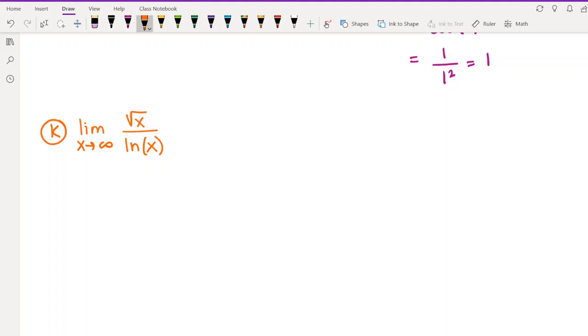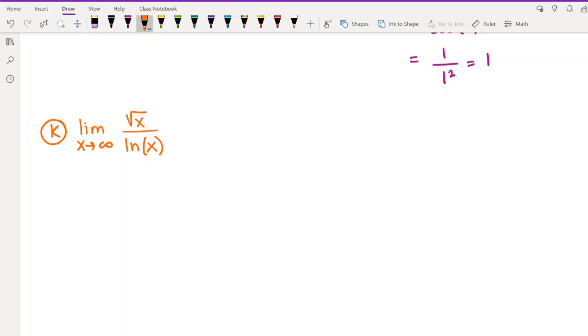So when you have a limit at infinity, there's no chance to even plug in. I really don't want you to think of plugging infinity in, because infinity is not a number. But what you can do is take the limit of the numerator and the denominator separately. So the limit as x approaches infinity of square root of x is infinity, right? The bigger the number you take square root of, the bigger your result. So the numerator goes to infinity. And then what about the limit as x approaches infinity of ln of x?